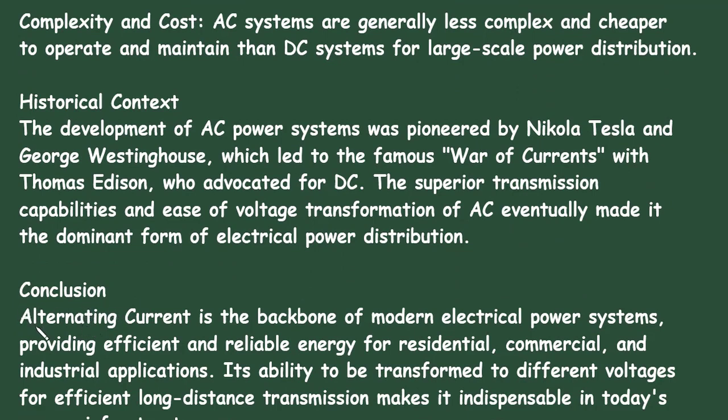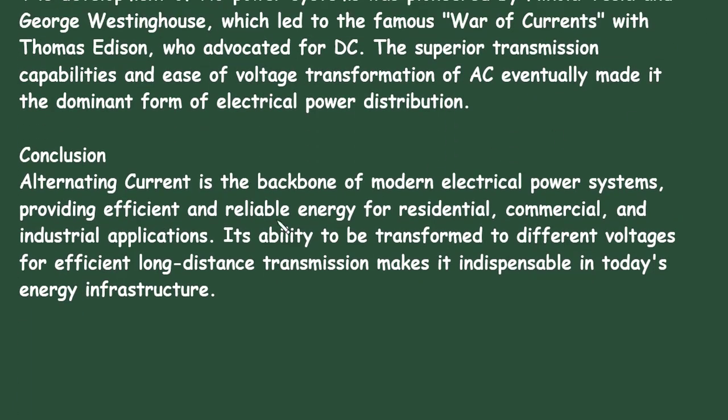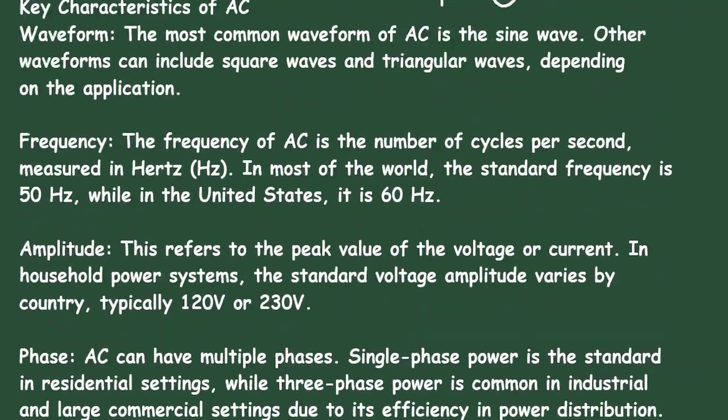Then conclusion. Alternating current is the backbone of modern electrical power systems, providing efficient and reliable energy for residential, commercial and industrial applications. Its ability to be transformed to different voltages for efficient long distance transmission makes it indispensable in today's energy infrastructure. So this is about alternating current.